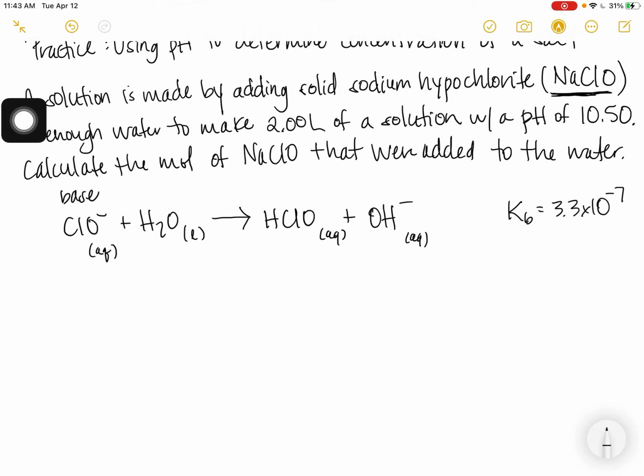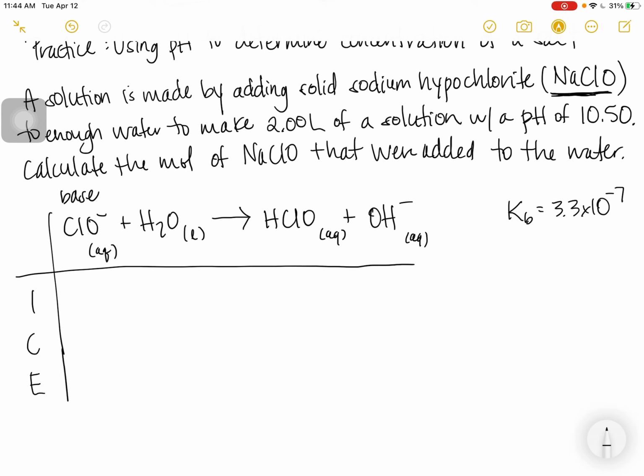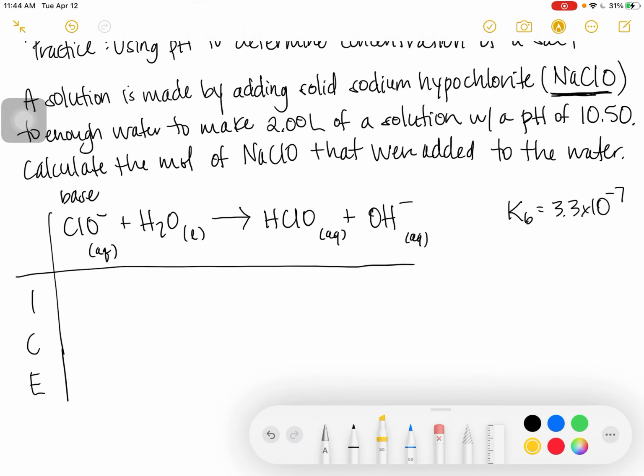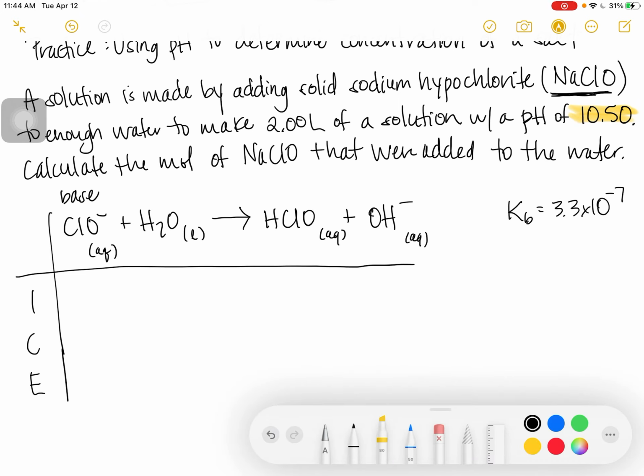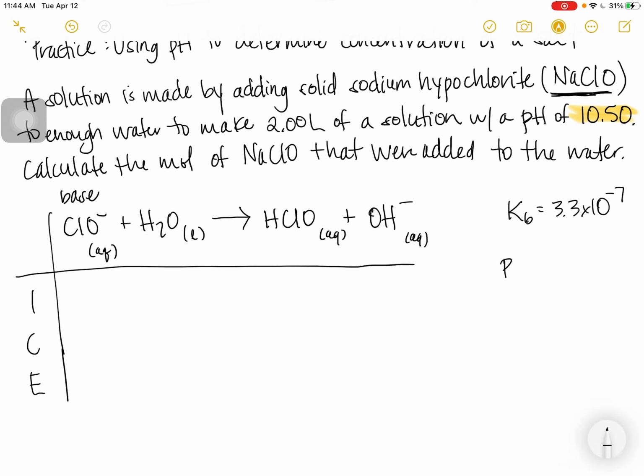And of course, we're producing hydroxide. So, okay, I know this is going to be an ice chart. But right away, you might say, goodness, I have no idea what to put into this ice chart. So there's got to be a number somewhere, and I think we have to think about the number coming from our pH. So think about what we can calculate here.